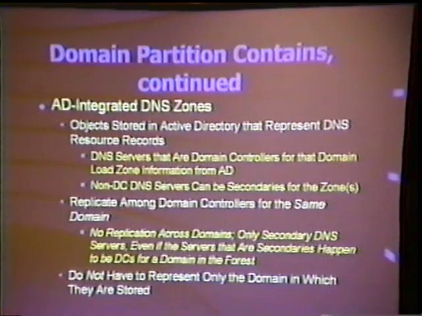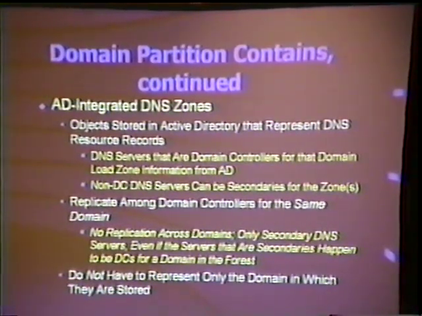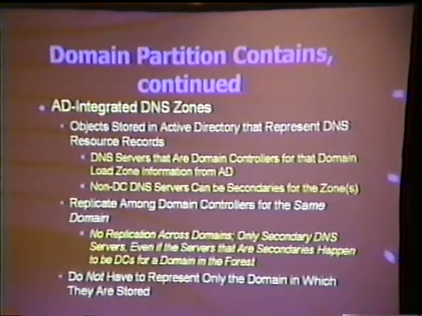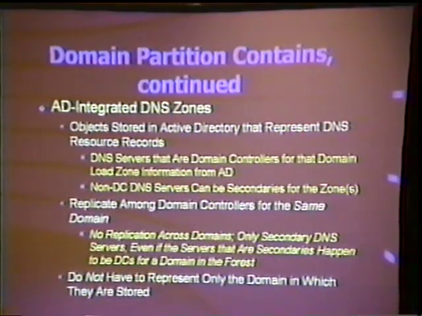Also be aware, and I think you probably know this, AD integrated zones do not have to represent the domain in which they're stored. For example, I could have two domains, blue.corp and red.corp. My red.corp DNS servers could hold AD integrated zones for both red.corp and blue.corp. Just like in a regular DNS implementation where your DNS server doesn't have to be a part of the domain it represents, in Windows 2000 it doesn't either. And you may centralize your AD integrated zones into one domain. But there is no one-to-one mapping of DNS and AD in Windows 2000.